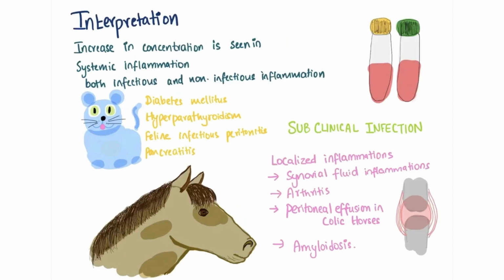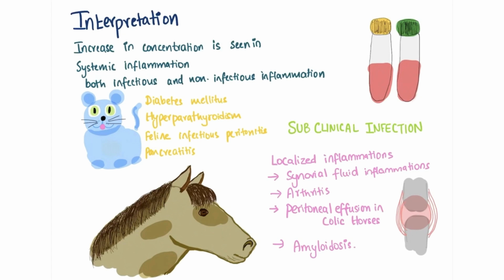Coming to the laboratory interpretation, the concentration is increased in both local and systemic inflammation. In cats, high levels of serum amyloid A have been recorded in diabetes mellitus, hyperparathyroidism, feline infectious peritonitis and pancreatitis.